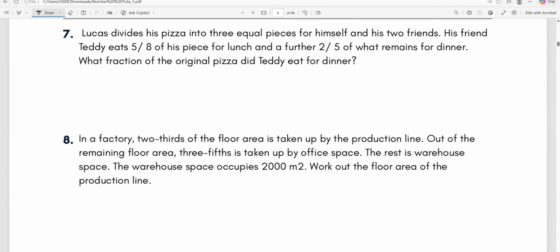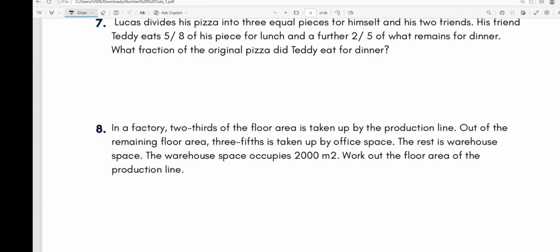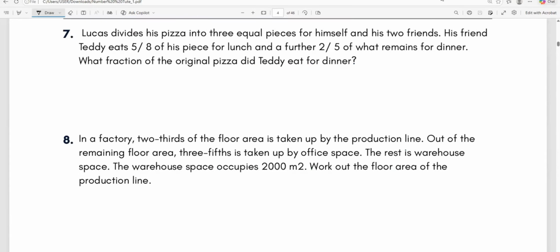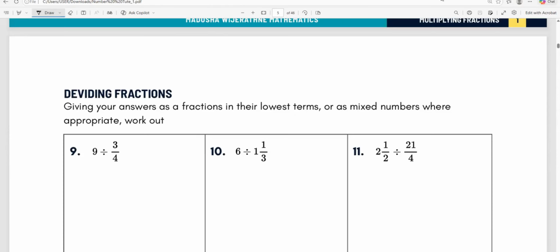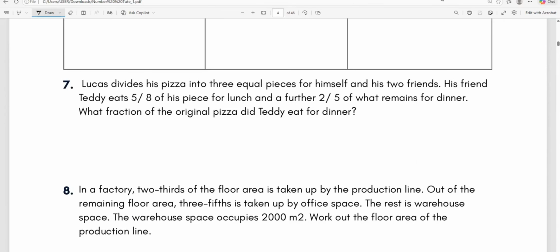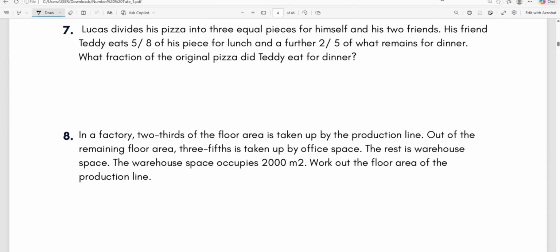Come to the 7th question. Give it a try. Question number 7.